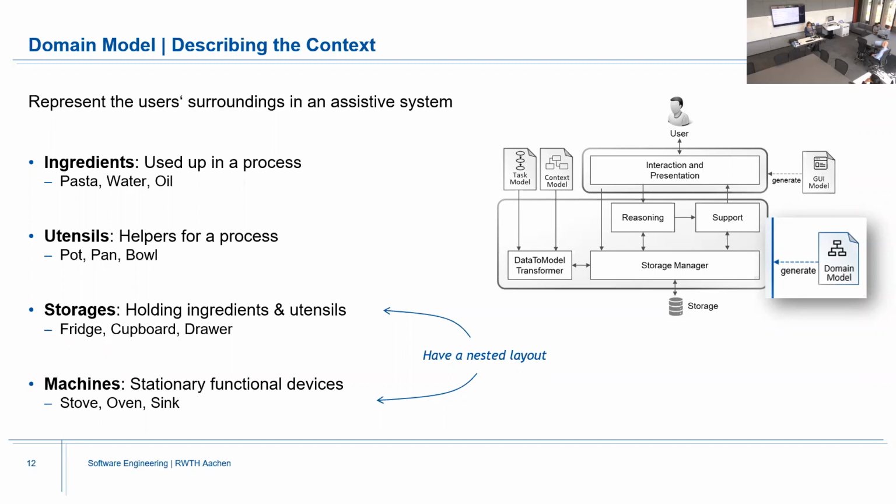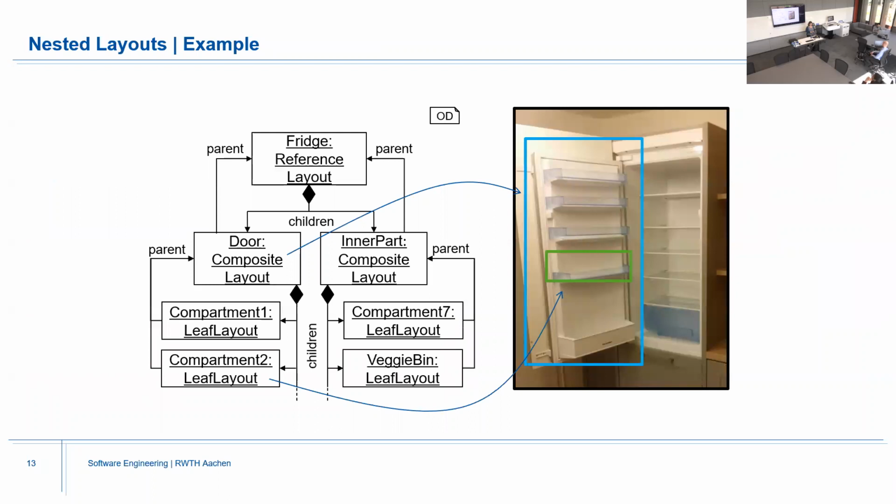Now, one aspect which was quite interesting at the beginning is if you want to find something, you need to define where it is and in which relationship it stands to other things. Which means we had to define nested layout information if you have things inside other things and inside other things. So basically storages and machines could have such nested layouts. Here is one of these examples.